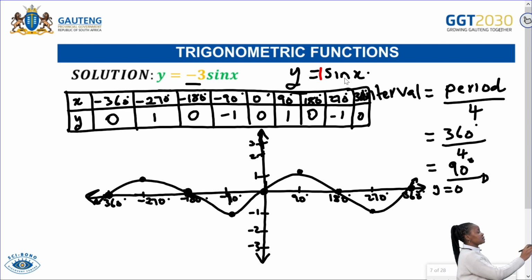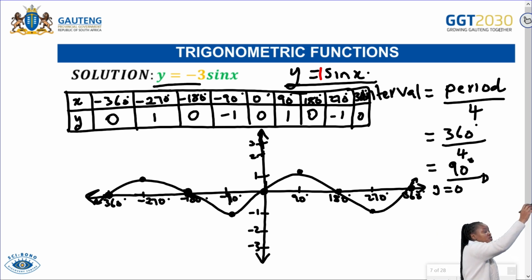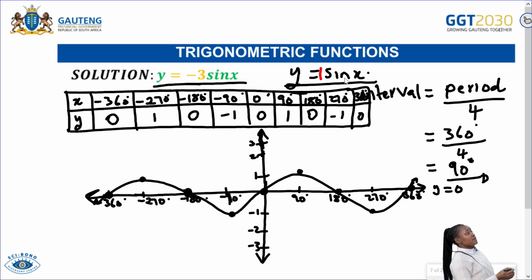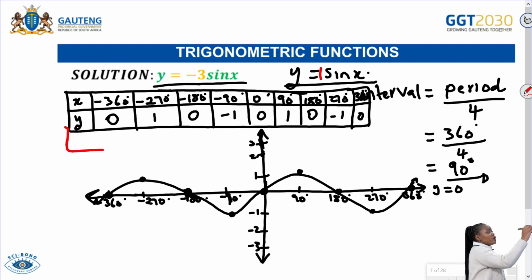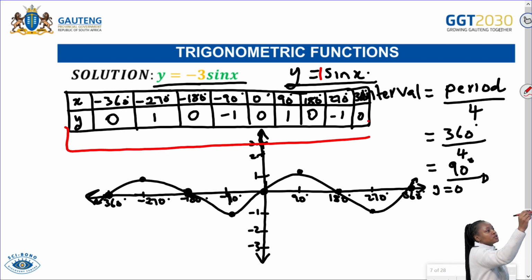It starts at negative 360 and ends at positive 360. This is the mother graph, the one of y is equal to sine x. But we were asked to sketch this one. So let's start and find the values of y when the amplitude has changed, or the value of a is now negative 3. What's going to happen to that graph?